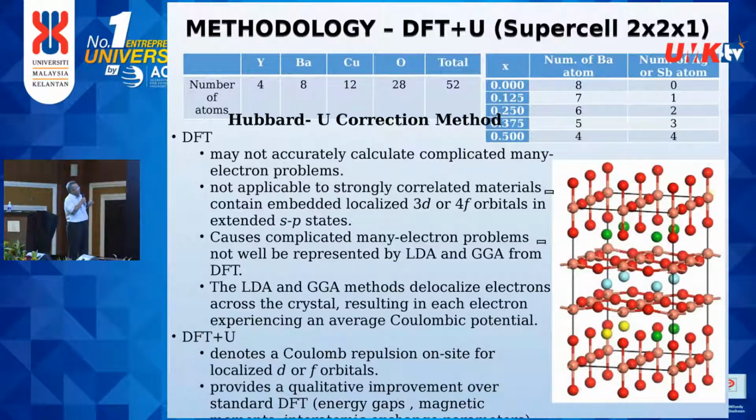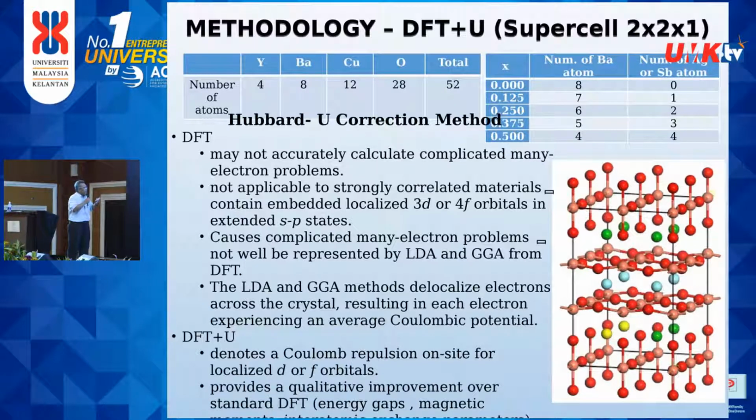All right. DFT may not accurately calculate complicated many-electron problems, and is also not applicable to strongly correlated materials that contain localized 3d or 4f orbitals embedded in extended sp states, which cause complicated many-electron problems not well represented by LDA and GGA from DFT. The LDA and GGA methods delocalize electrons across the crystal, resulting in each electron experiencing an average Coulombic potential.